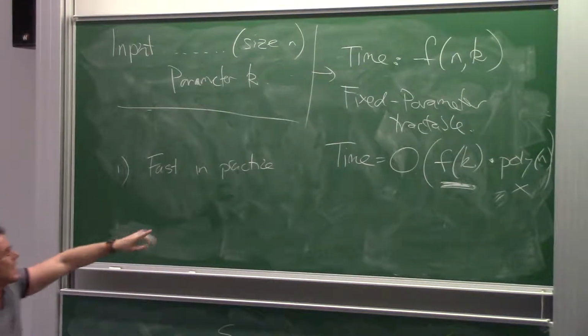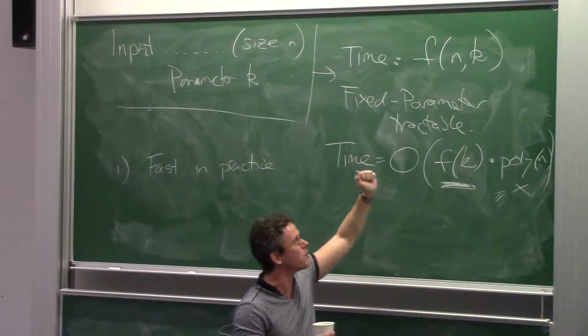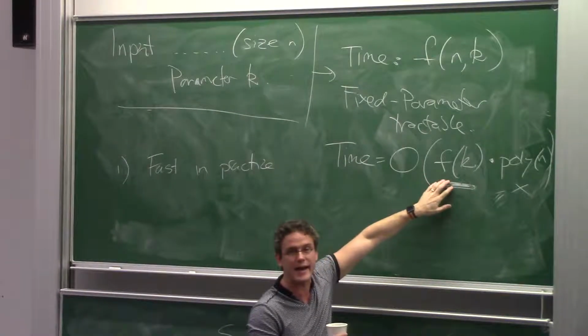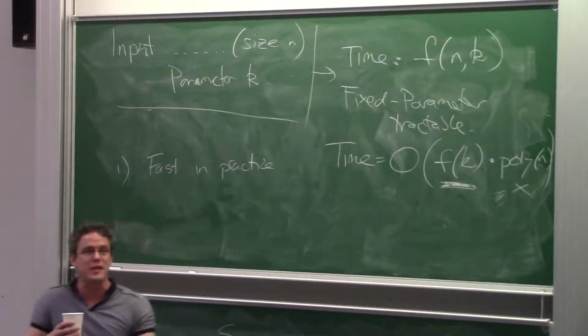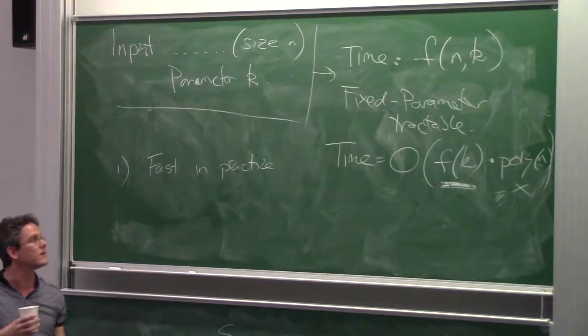Fixed parameter tractability gets around that because you're not measuring probability of inputs, you are quantifying how good the input is. K you think of as a measure of how suitable the input is for your particular algorithm.